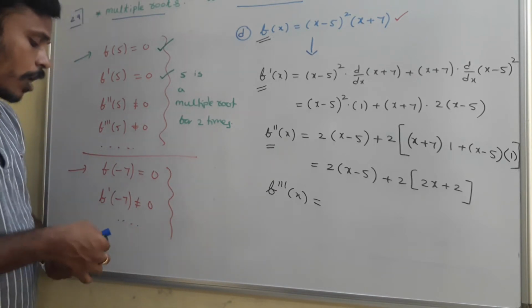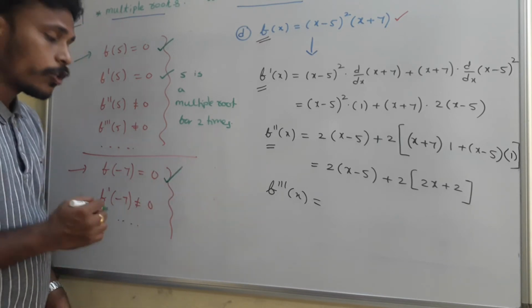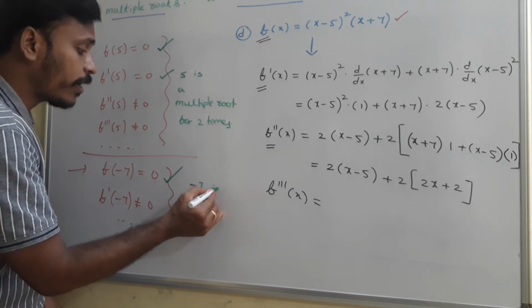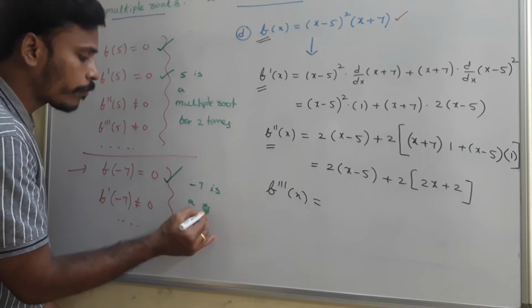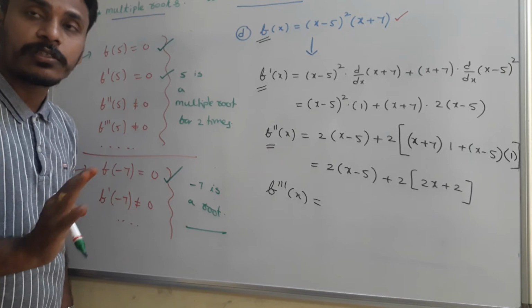When you observe this, only one value is 0 here. So we say that minus 7 is a root of multiplicity 1, or you may say minus 7 is just a root, that's it.